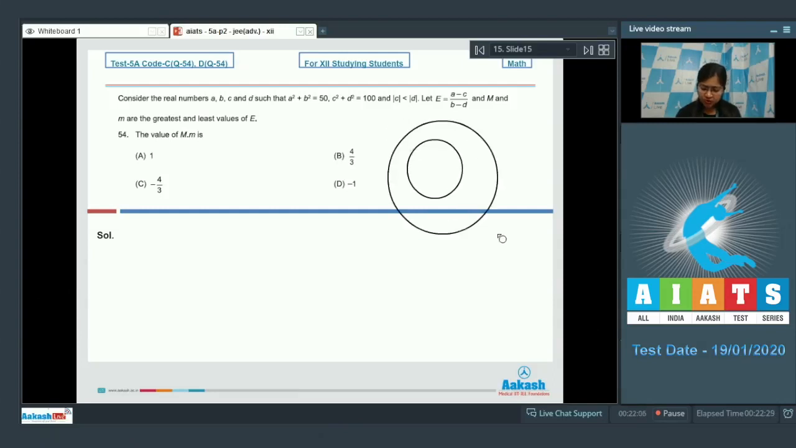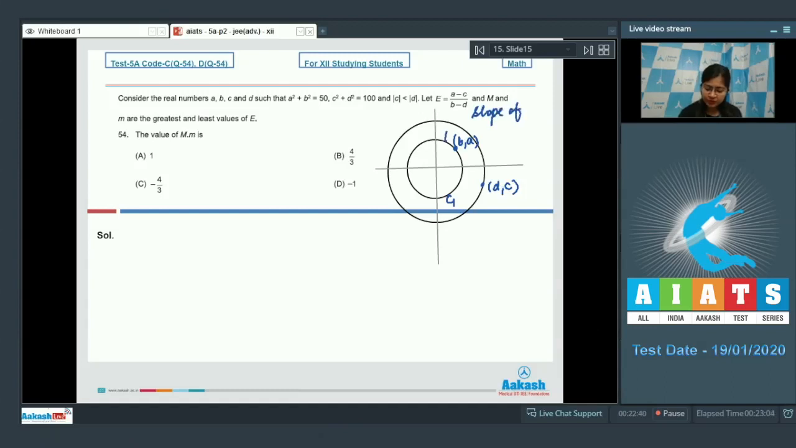Let's firstly draw two circles. The first one with radius equal to root 50. So we can say the point B comma A is lying on this circle and the point D comma C is lying on the director circle of the circle C1, right? And if we talk about E, E is A minus C divided by B minus D, that is slope of line PQ, where this is P and this is Q. So slope of PQ is equal to E.